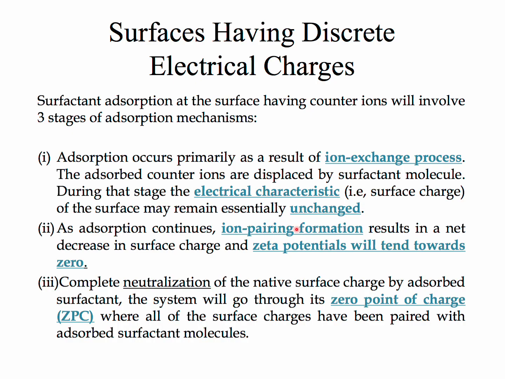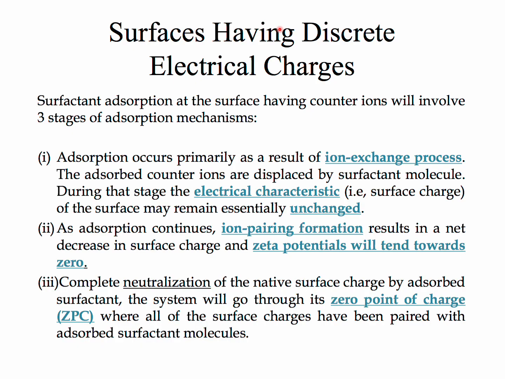And then in the second stage, we have ion pairing. Ion pairing begins to occur. So at this point, the surfactant molecules start to interact more strongly with the surface charges, leading to a reduction in the overall surface charge. As a result, the zeta potential decreases and gradually approaches zero.